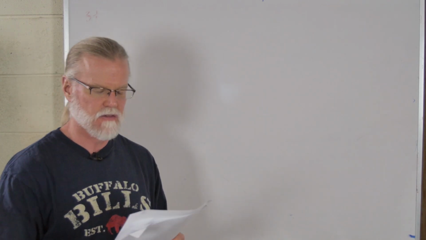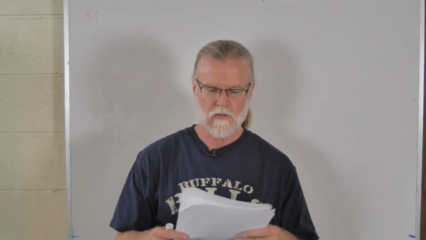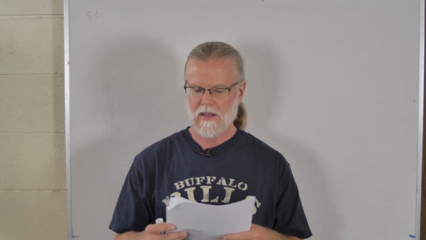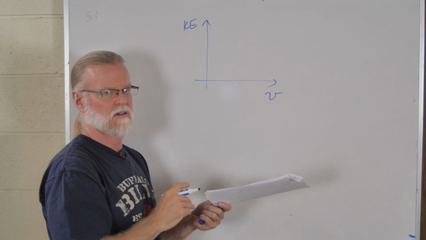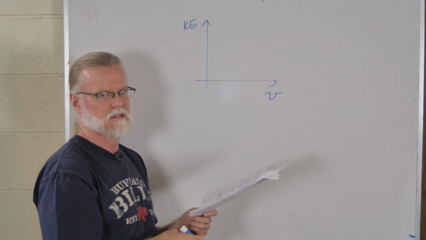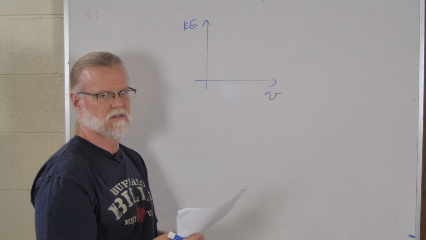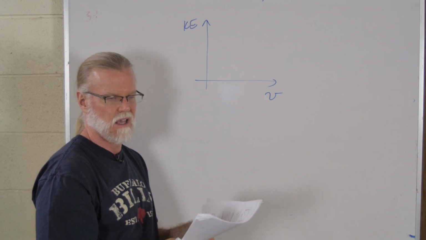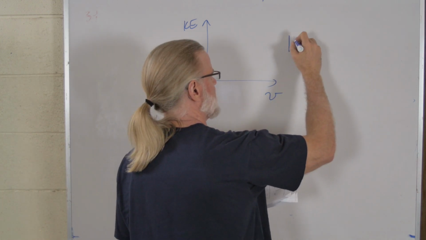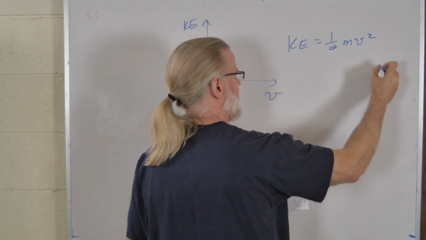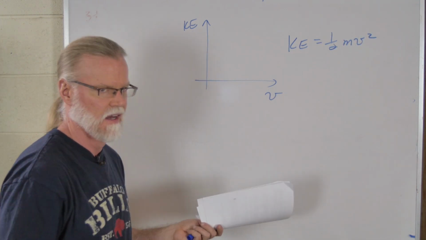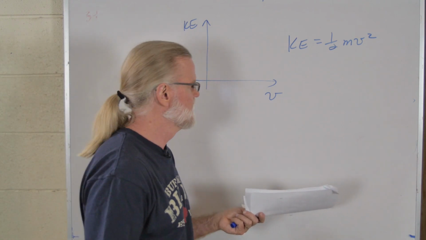Which graph represents the relationship between the kinetic energy and the speed of a freely falling object? Find a mathematical relationship between the axes. See if you can find a relationship between speed and kinetic energy. I think you can. I think it's right here. Kinetic energy is 1/2 mv squared. It's the same object, so it's going to have the same mass.